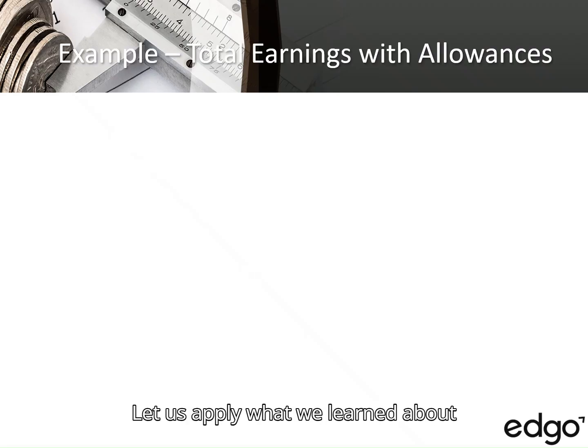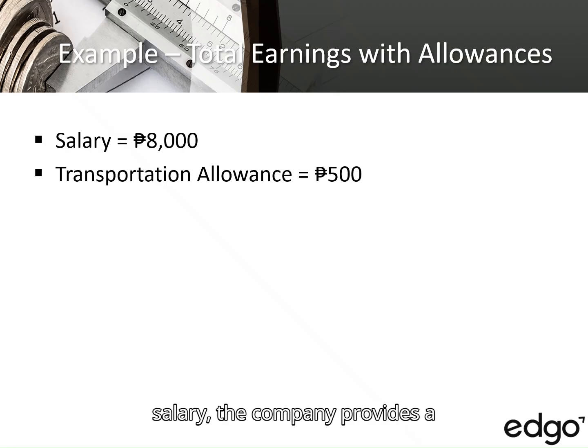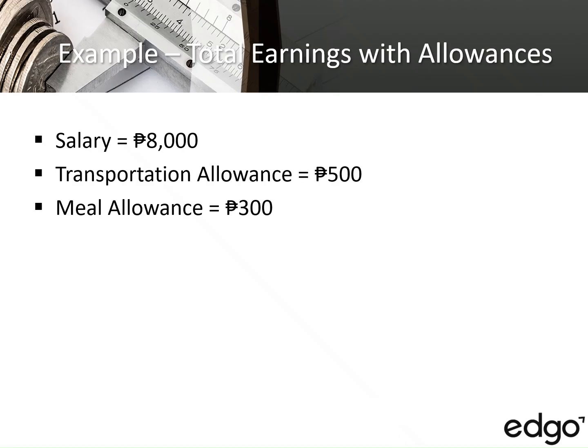Let us apply what we learned about allowances. Suppose Anna works as an administrative assistant in a private company. Her regular salary is 8,000 pesos. In addition to her salary, the company provides a transportation allowance worth 500 pesos and a meal allowance worth 300 pesos. Before solving, let us identify the information given. Salary equals 8,000 pesos. Transportation allowance equals 500 pesos. Meal allowance equals 300 pesos.